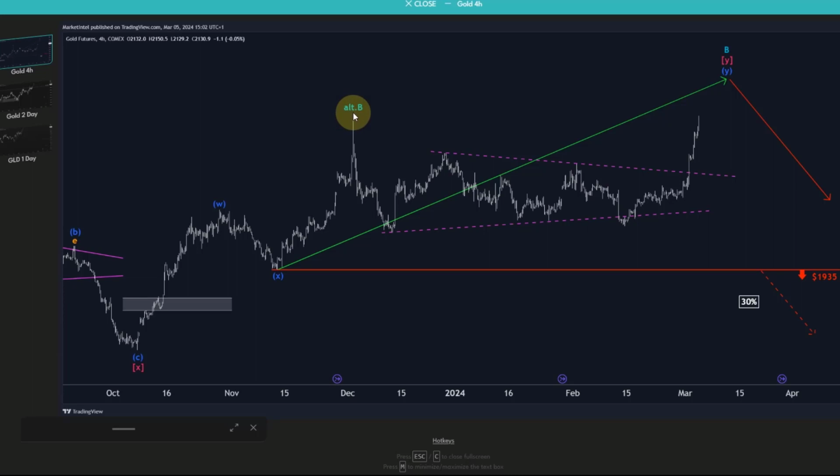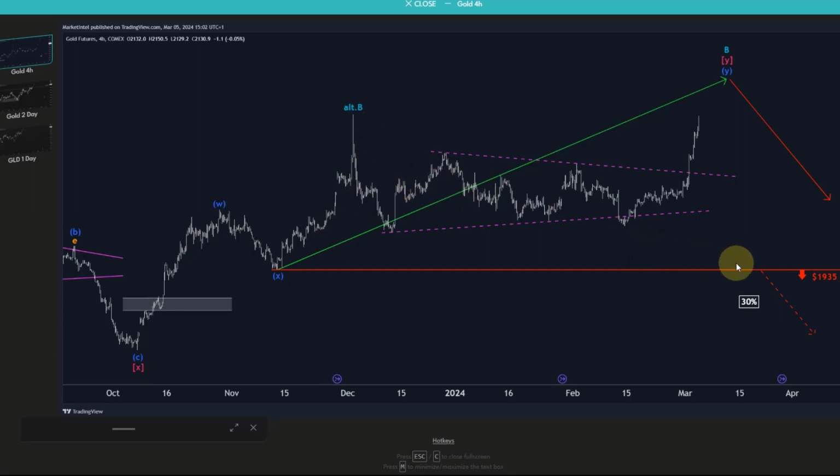Not unexpected. The B wave could have completed already. That was, however, only our alternative perspective. So in the preferred interpretation, we are likely moving up. We were supposed to move up higher here in wave Y of B. So a very, very complex corrective pattern. You can see that it looks really like a corrective structure.